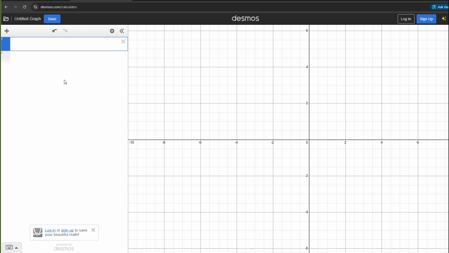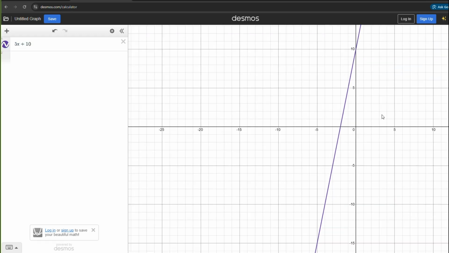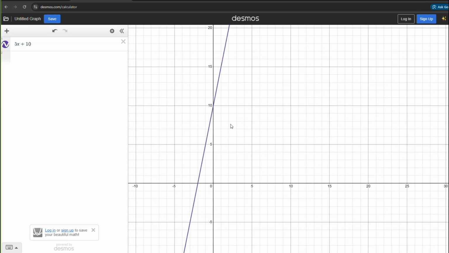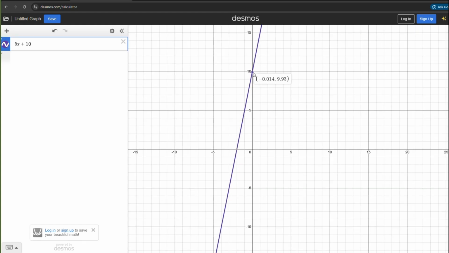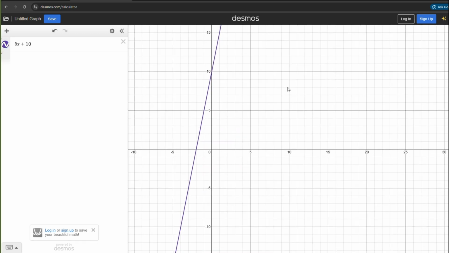What if we have a linear equation? Let me just say a random linear equation. And as you can see, if I write this, Desmos will display my linear equation on an xy plane right here. So I actually can see the intersection points and so much more.